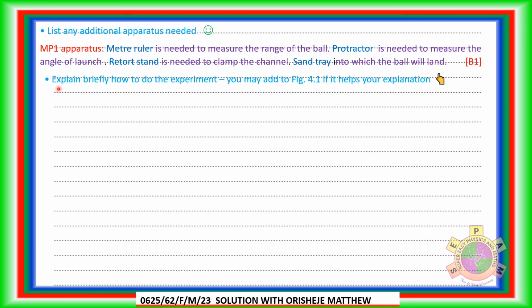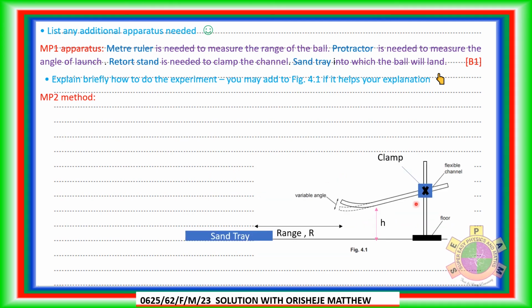Then the second major aspect of the planning, briefly explain how to do the experiment. You may add to figure 4.1 if it will help your explanation. So this is figure 4.1. You have the flexible channel given to you, and you need to indicate the height. Now what I've done is I clamp it, because you can't hold it in one position and carry out the experiment. So you clamp it to a position on a retort stand, with a clamp.